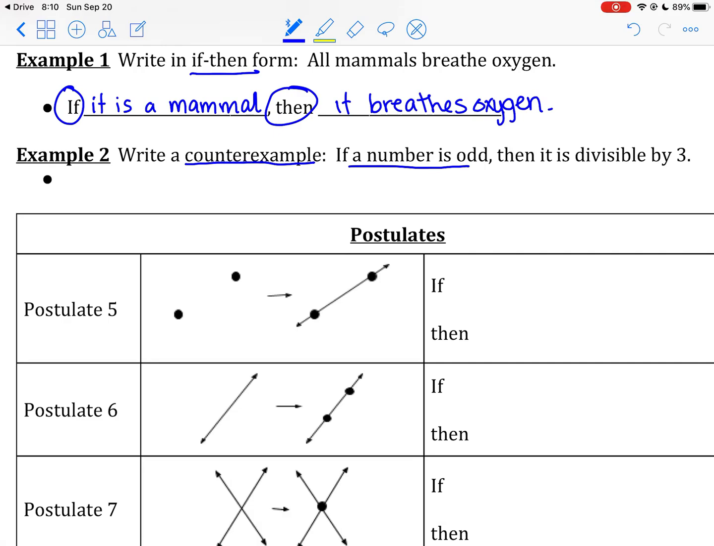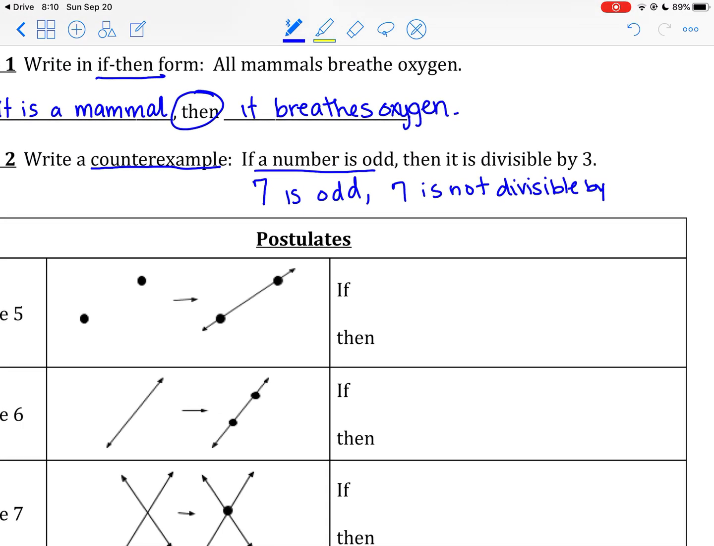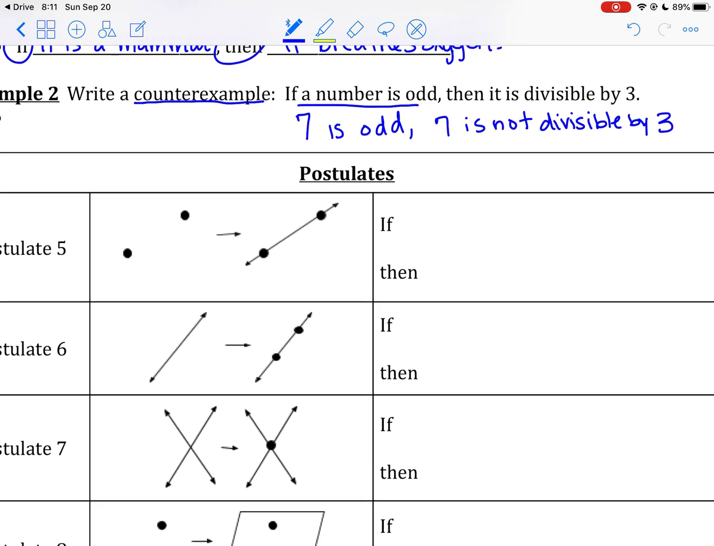So a counterexample for this conditional statement, if a number is odd, then it is divisible by 3, is any odd number that doesn't fit the divisible by 3. An odd number would be like 7, and 7 is odd, but 7 is not divisible by 3. That works for any odd number that's not divisible by 3. It wouldn't have to be 7. You could choose 11. You could choose 5. Any odd number that's not divisible by 3 will be a counterexample to that conditional statement.